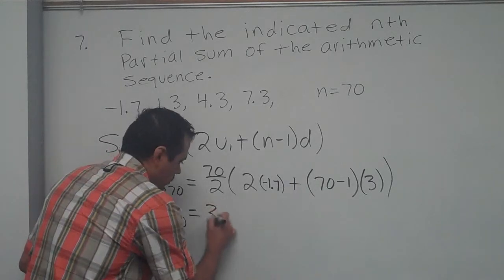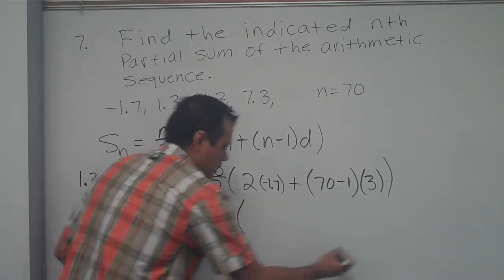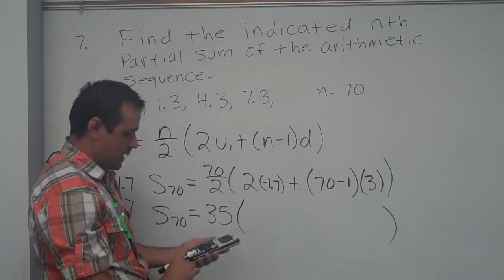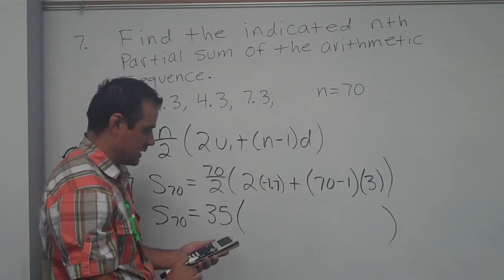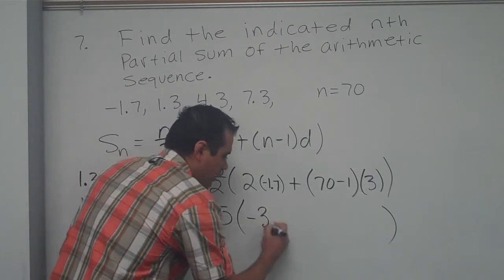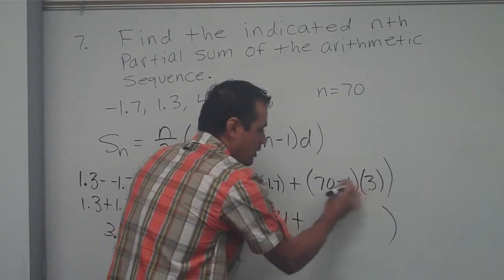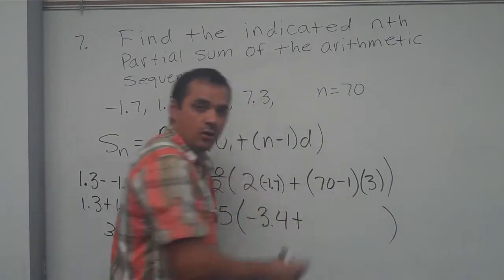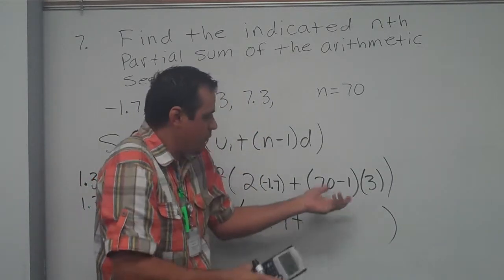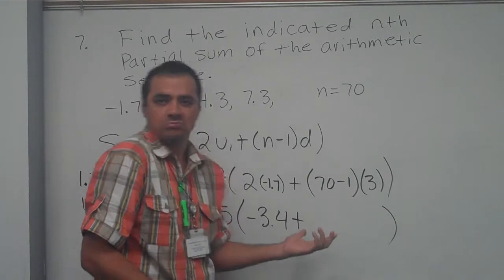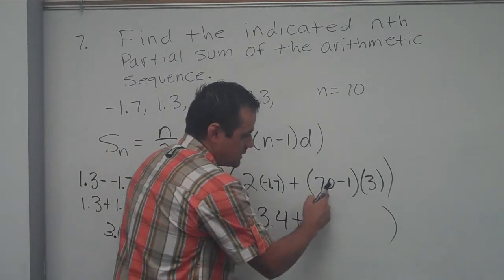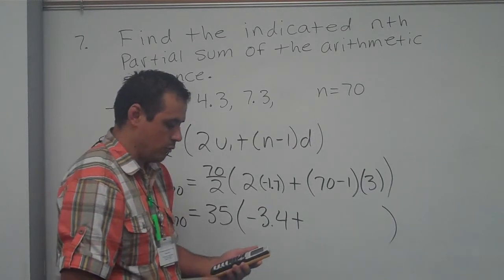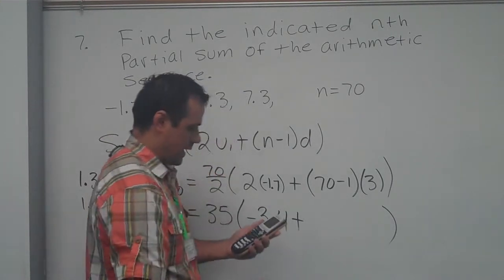70 divided by 2, well, that's 35. So we'll leave that there. Then let's multiply these two in here. That's negative 1.7 times a positive 2, which gives you a negative 3.4, plus whatever this is. This 3 is being multiplied by all that, but before we do that, let's subtract those two. 70 minus 1 is 69, and 69 times 3 actually gives me 207.